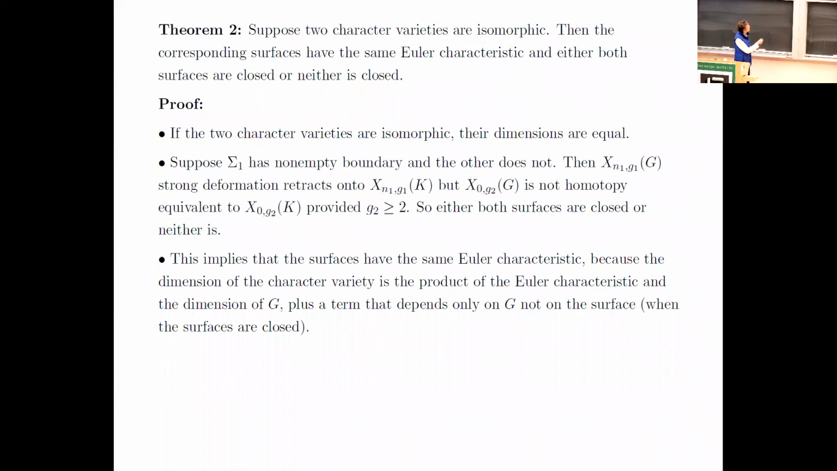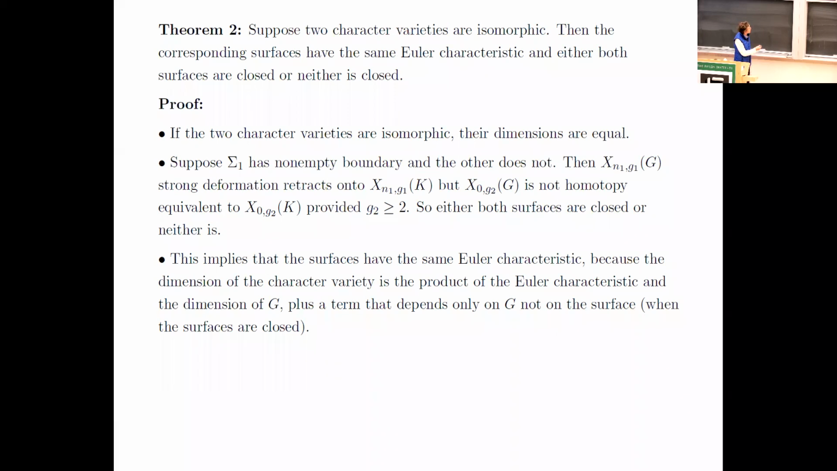Finally, suppose that two character varieties are isomorphic. In those cases, the surfaces have the same Euler characteristic, and either both surfaces are closed or neither is closed. This really boils down to what was on the previous slide. If the two character varieties are isomorphic, then their dimensions are equal. Suppose one has non-empty boundary, but the other one doesn't.